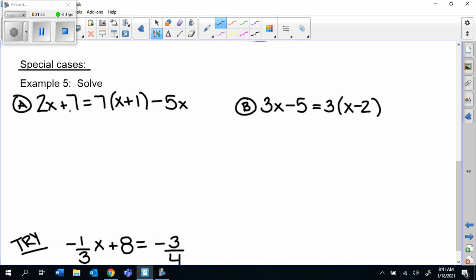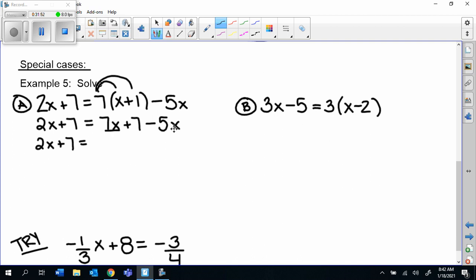So it looks like here on the left-hand side, nothing can be simplified. I'm just going to rewrite that 2x plus 7. On the right-hand side, I'm going to multiply through by that 7. I'm going to get 7x plus 7 minus 5x, 2x plus 7. Now I'm going to add these like terms right here. 7x minus 5x is 2x.